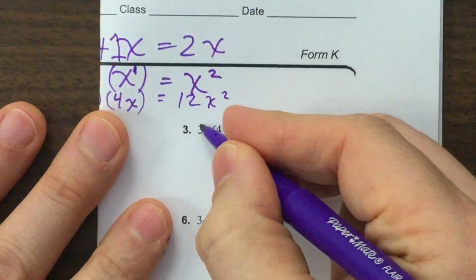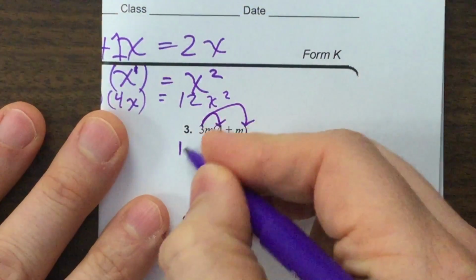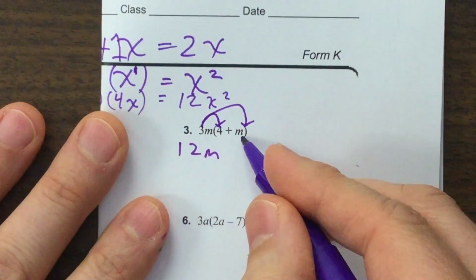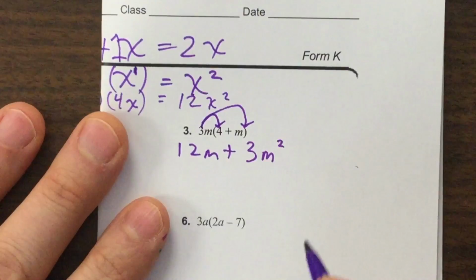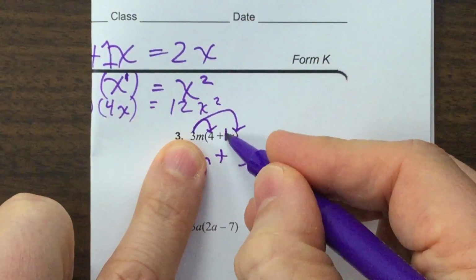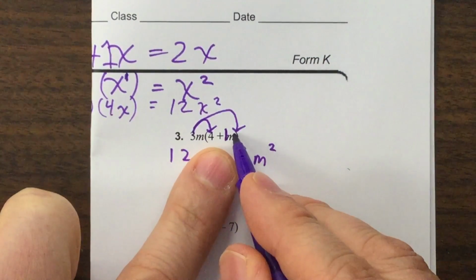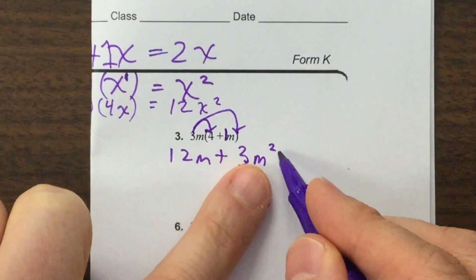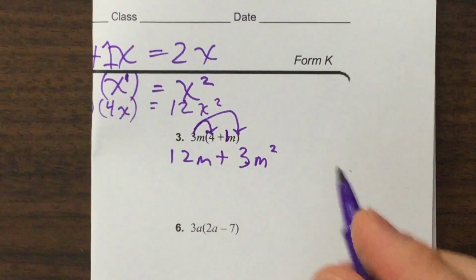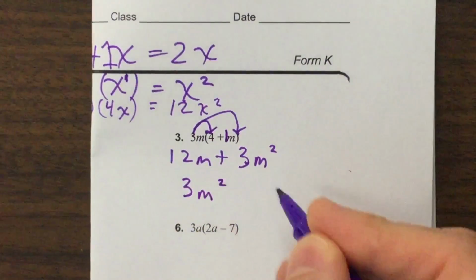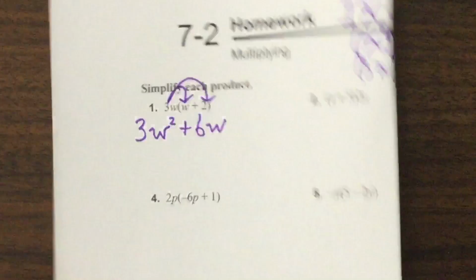Number 3. We have 3m being distributed into here and here. 3m times 4 is 12m. 3m times another m is 3m to the power of 2. You see how basically this 3 is multiplying by an invisible 1 here. 3 times 1 is 3. And then my exponent rules: m times m, that's m to the 1, m to the 1 gives me m to the 2. Okay, this is not standard form, so you might want to rewrite it as 3m squared in front plus 12m in the back.